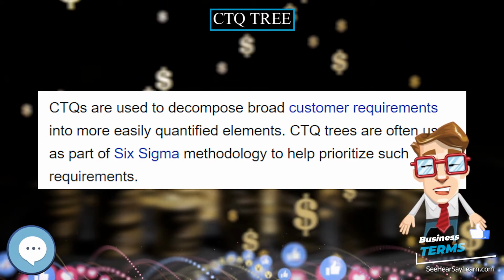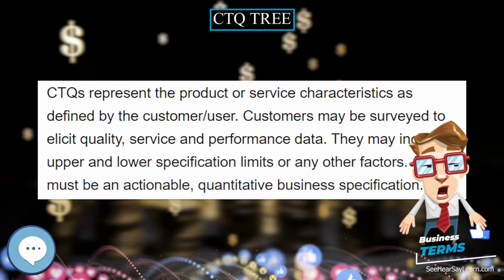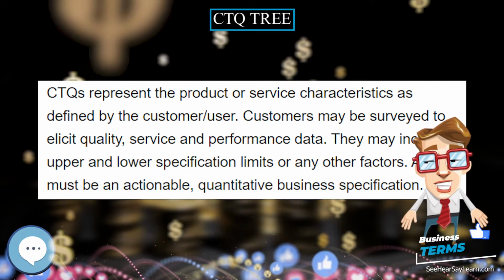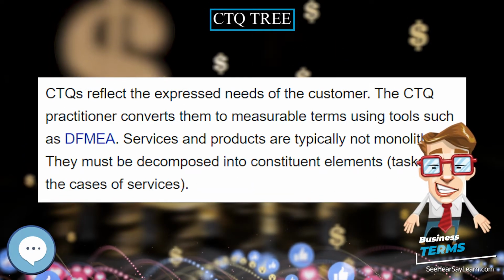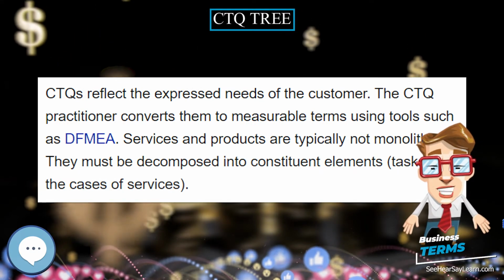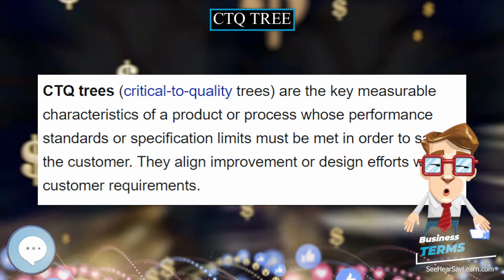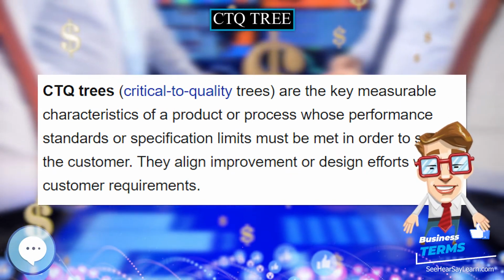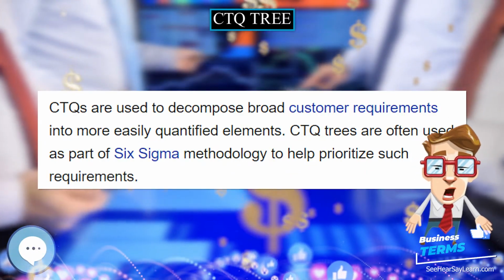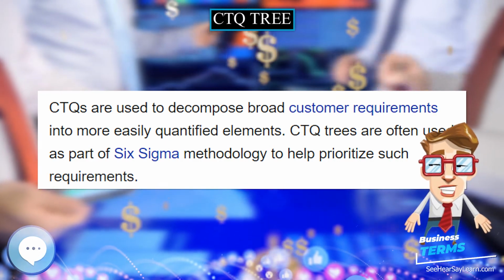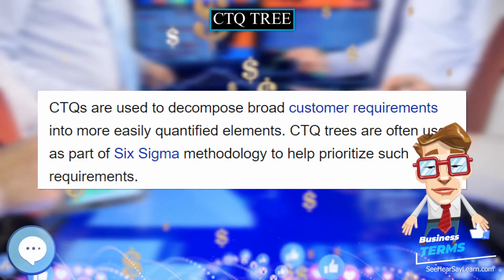CTQ trees are often used as part of Six Sigma methodology to help prioritize such requirements. CTQs represent the product or service characteristics as defined by the customer/user. Customers may be surveyed to elicit quality, service and performance data. They may include upper and lower specification limits or any other factors.